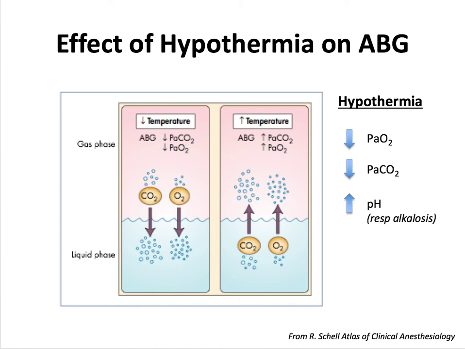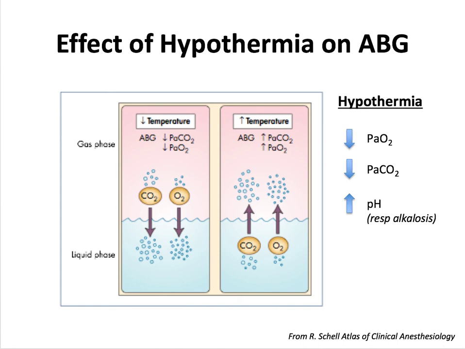More jumps up into the gaseous phase. It has higher kinetic energy, and the partial pressure of CO2 and oxygen both go up. So when you draw a blood gas in someone who's hypothermic, you will see a decrease in PaO2 when it's corrected for that patient's cold temperature, a decrease in PaCO2, and if the PaCO2 is decreased, that's a form of respiratory alkalosis, and so the pH goes up. These are the classic effects of hypothermia on an arterial blood gas.